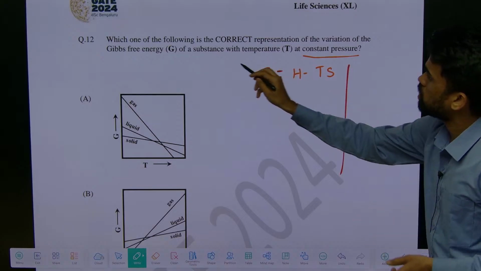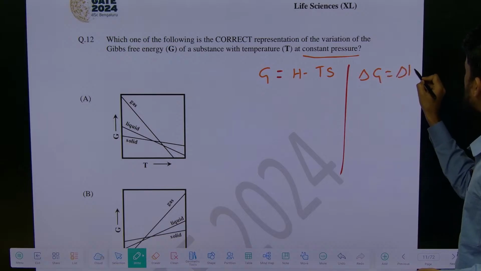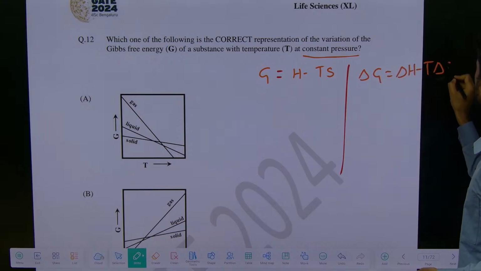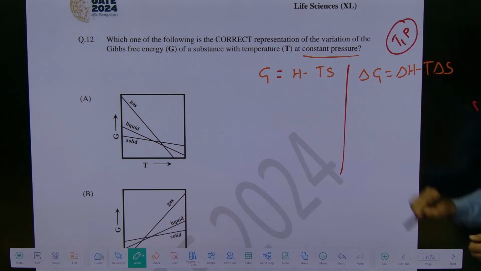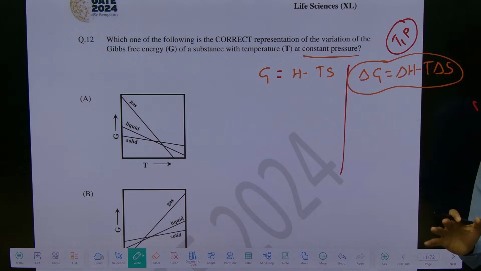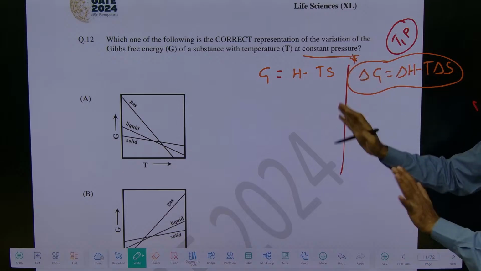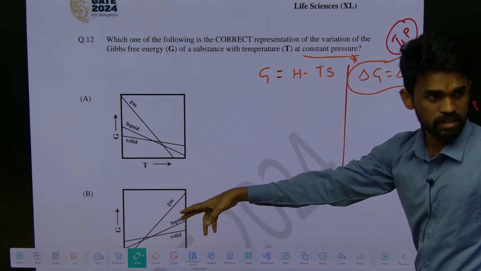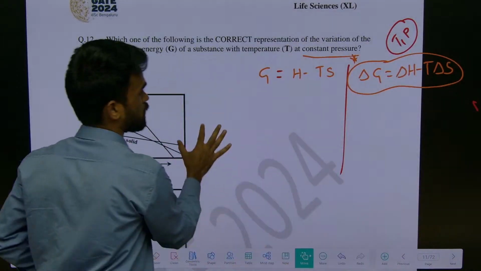Delta G is equal to delta H minus T delta S. This equation is valid at constant temperature and pressure. Using this equation we can say whether a reaction is spontaneous or not. These two equations are very, very important. First of all, let us answer this question. Next we will discuss this extra, because from any of these we can expect a question again.